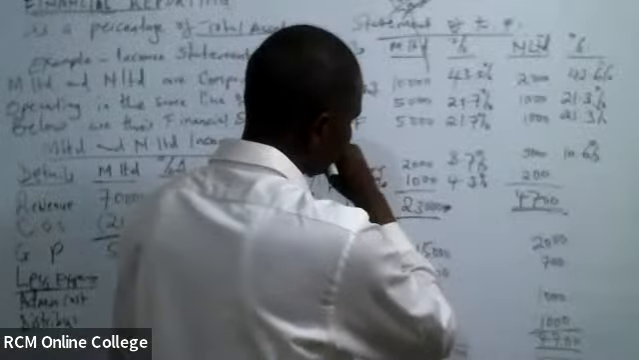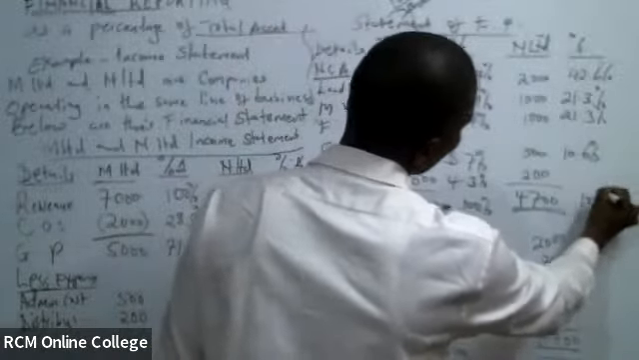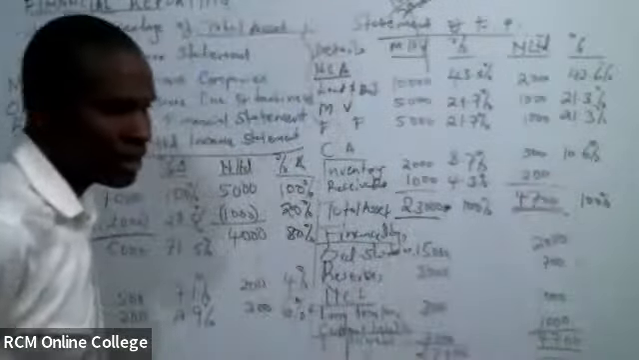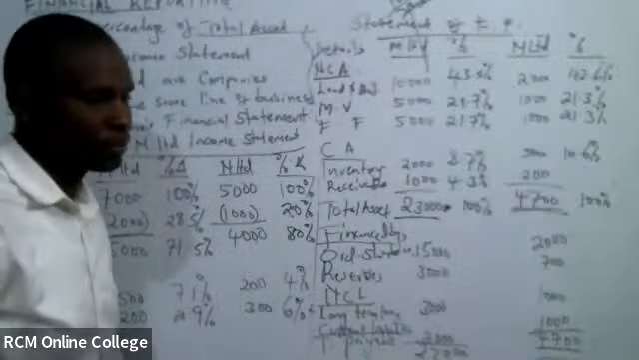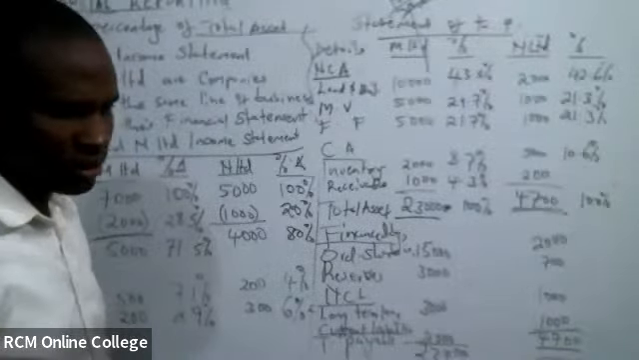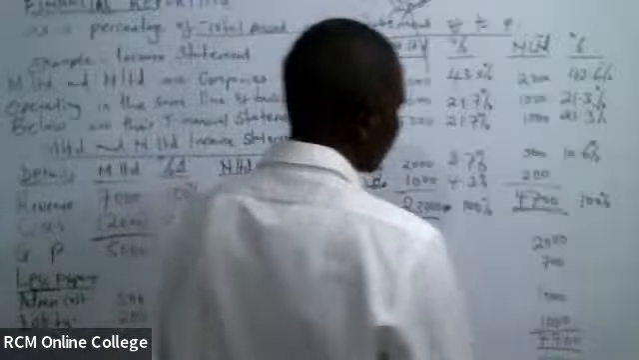Twende kwa, this will be 100%, of course. This will be 100%. Now our total asset ndio 100%. 200 divided by 4700. 4.2, 4.3, 4.3.